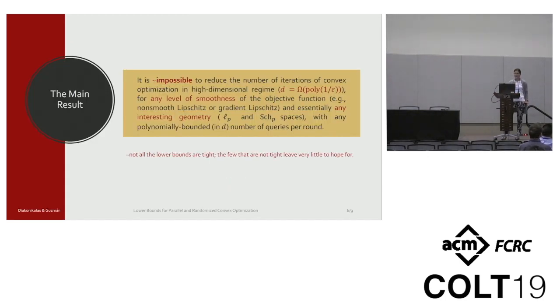The main result is that it is essentially impossible to reduce the number of iterations of convex optimization in a high-dimensional regime, so dimension is poly 1 over epsilon, for any level of smoothness of the function: non-smooth Lipschitz, weakly smooth, or smooth function, essentially any interesting geometry, Lp and Schatten p spaces, with any polynomially bounded in the dimension number of queries per round. And now there is still the room for improvement because not all the lower bounds I'll show you are tight, but they really leave very little to hope for.